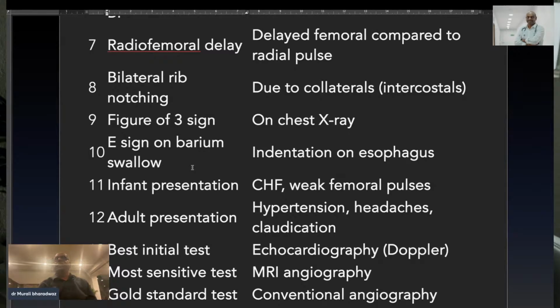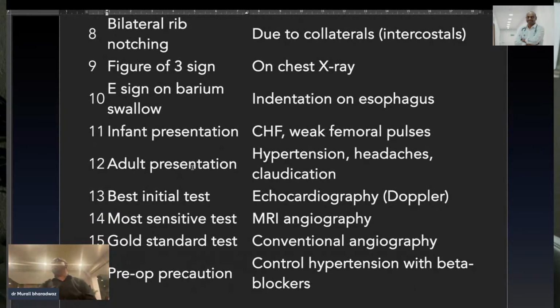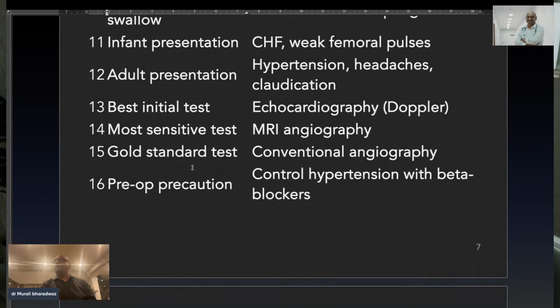Infant presents with CHF, which is more severe because it is preductal. So CHF with weak femoral pulses. Adults present with hypertension, headache, and claudication.